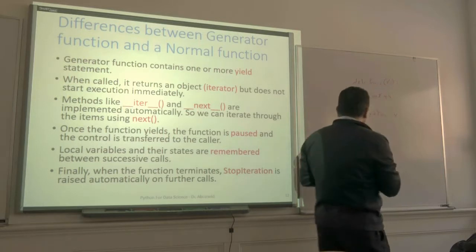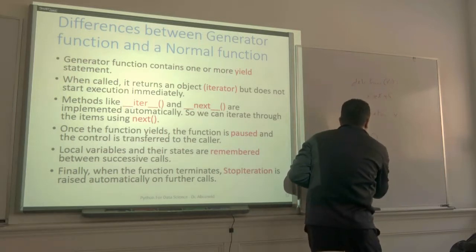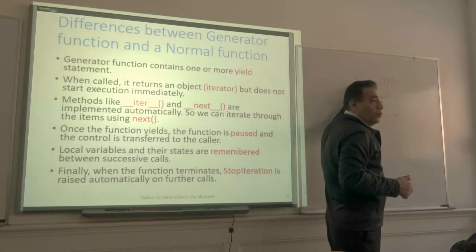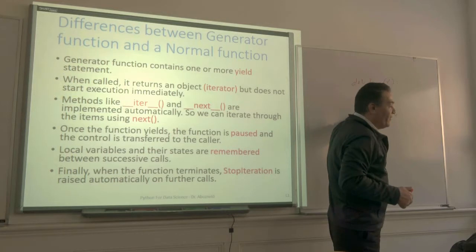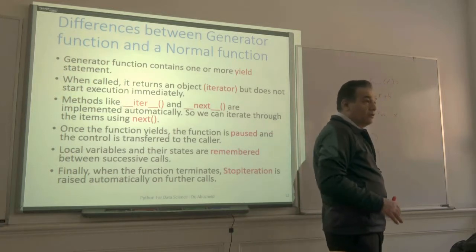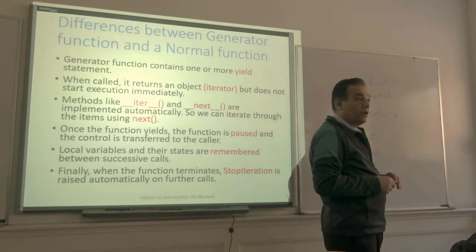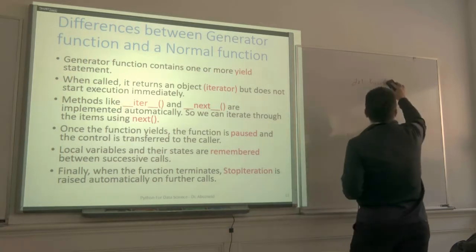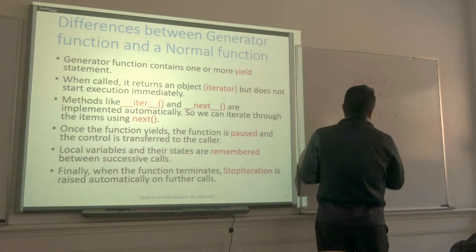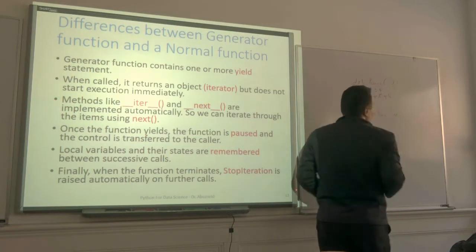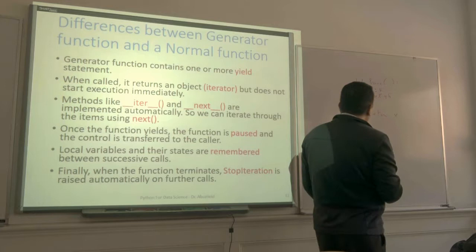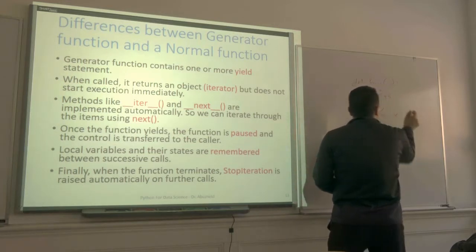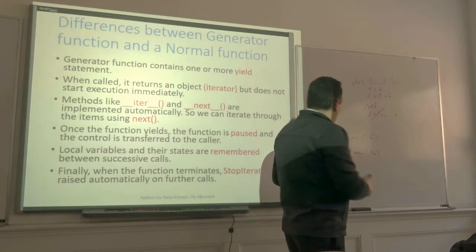If I call it again with 10, what will happen? 10 plus 5, 15, return 15, right? So it does not remember anything. Now let's say I don't pass anything in here, and I say x equals 5 in here, and I don't use return, I say yield x.